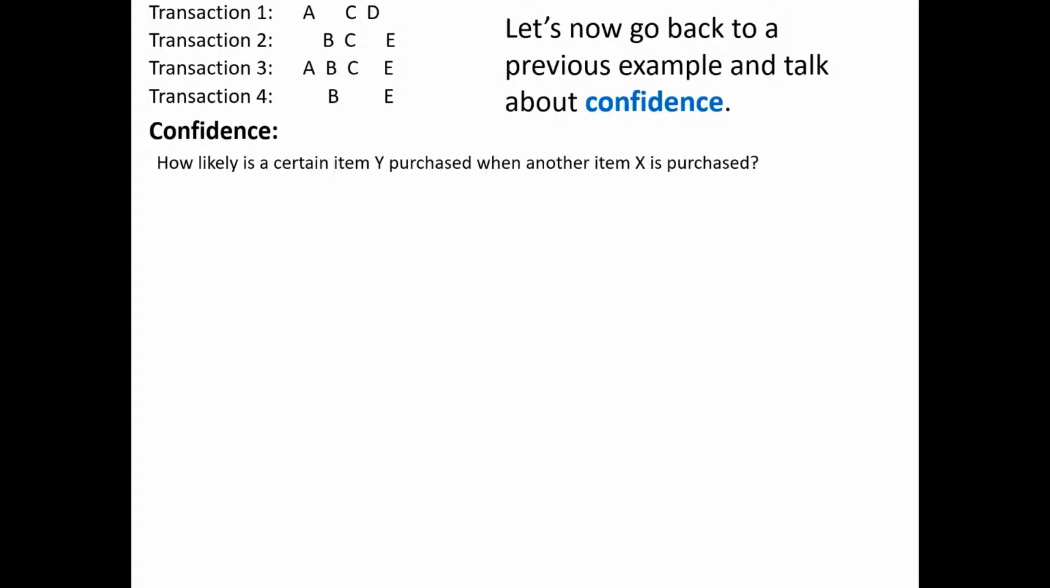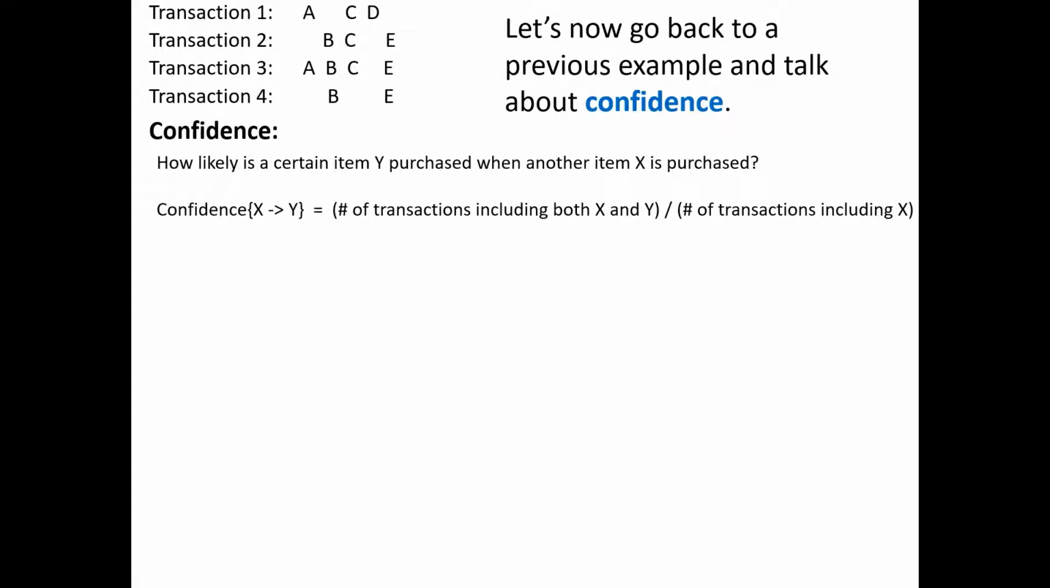The confidence is basically asking how likely is a certain item purchased when another item is also being purchased at the same time. So specifically, how likely is a certain item Y purchased when another item X is also being purchased? So here's how we find this confidence.